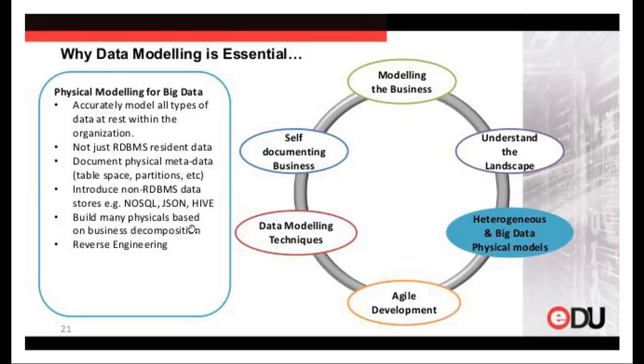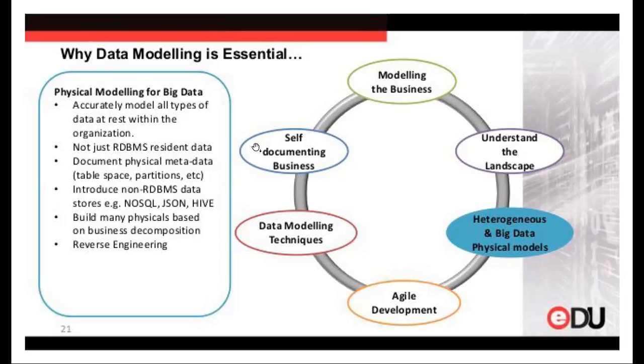Lastly, we have to build many physical models based on the business decomposition, as per your business requirement or functional requirement. There might be a number of departments generating semi-structured, unstructured data or big data. Then you have to build a number of physical models, and accordingly do reverse engineering. What do you mean by reverse engineering? You have to keep this process going again and again. It's like a circular process, and you have to keep it going on again and again.